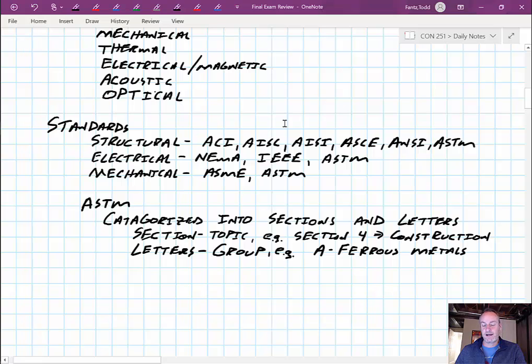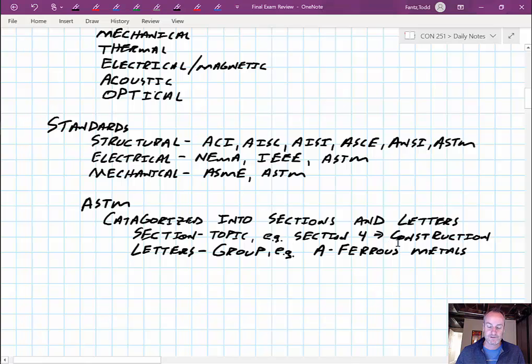Electrical: NEMA, IEEE, and ASTM. And mechanical: ASME and ASTM. You notice that ASTM is in all of these. So ASTM is like the governing body, at least for testing, to verify that our materials are where we need them to be, right? Because of that, we spent more time on ASTM. We said it's categorized in different sections and letters. And there was a slide on that.